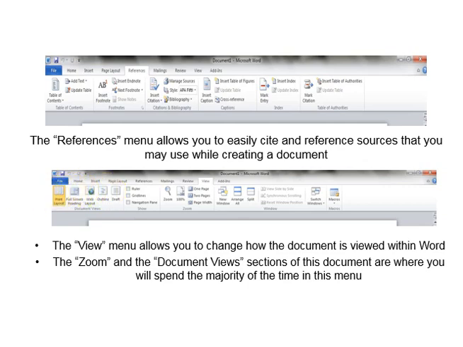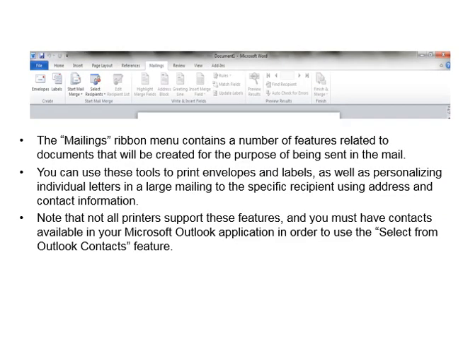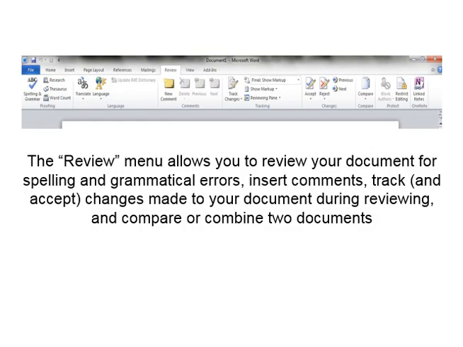And the Zoom and Document View sections of this menu are where you will spend the majority of the time in it. The Mailings ribbon menu contains a number of features related to documents that will be created for the purpose of being sent in the mail. The Review menu allows you to review your document for spelling and grammatical errors, insert comments, track and accept changes made to your document during the reviewing, and compare or combine two documents.